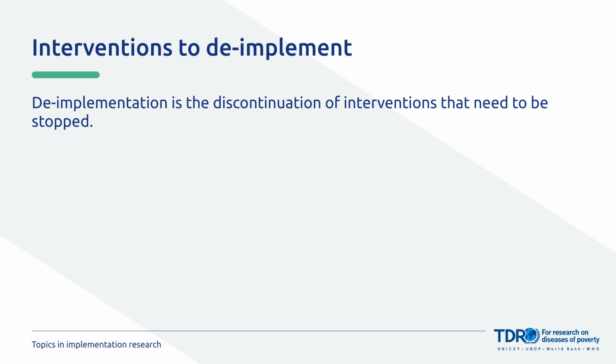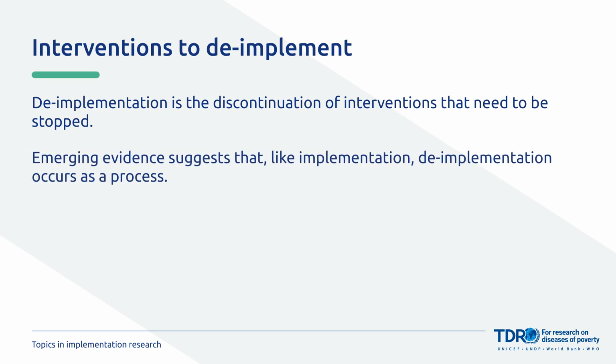De-implementation means stopping interventions that aren't effective or may be harmful. It's about abandoning practices that aren't proven to work or could cause harm. Misimplementation involves either stopping effective programs or continuing ineffective ones in public health settings. Recent evidence suggests that de-implementation, like implementation, happens gradually over time. De-adoption, similar to adoption, is a decision made during the de-implementation process.